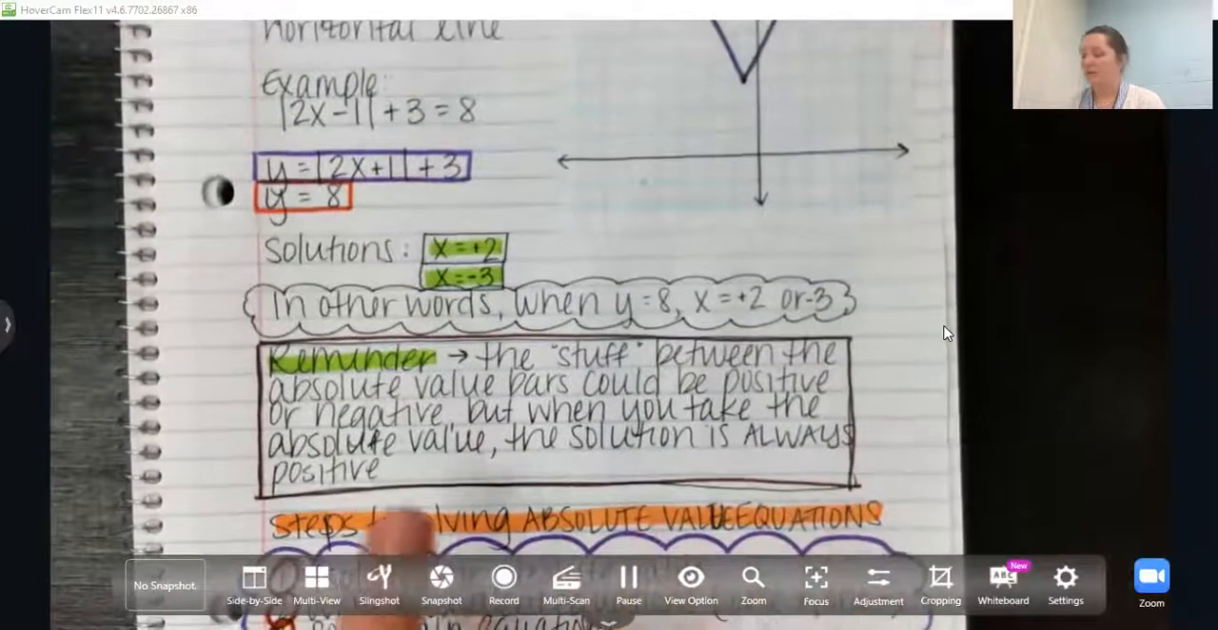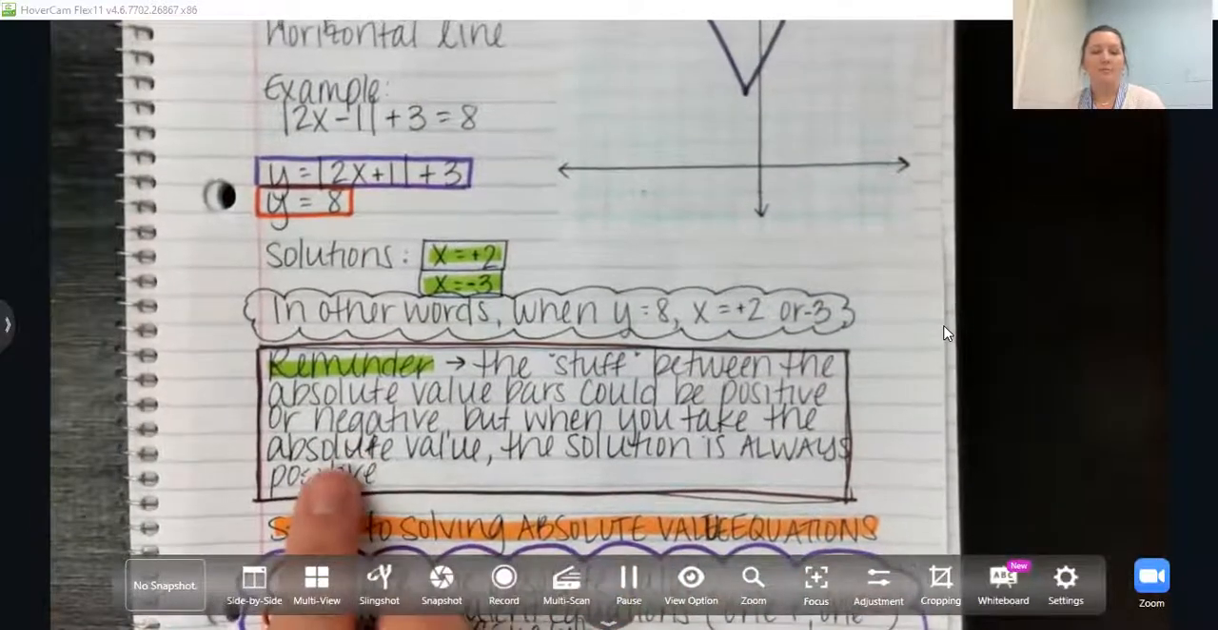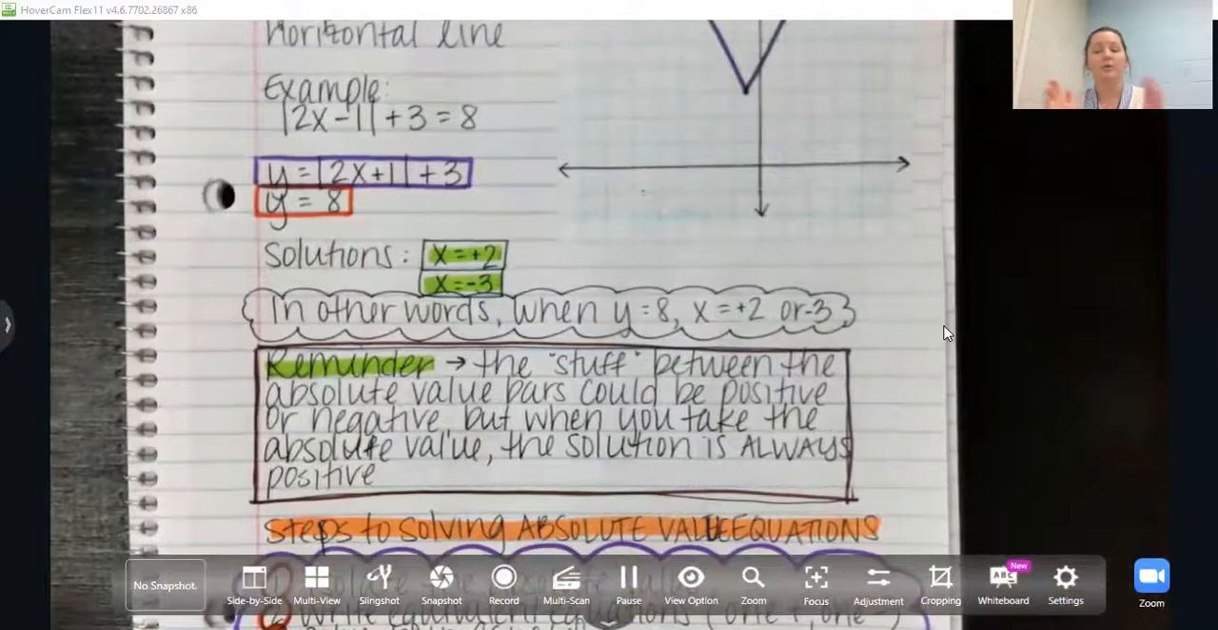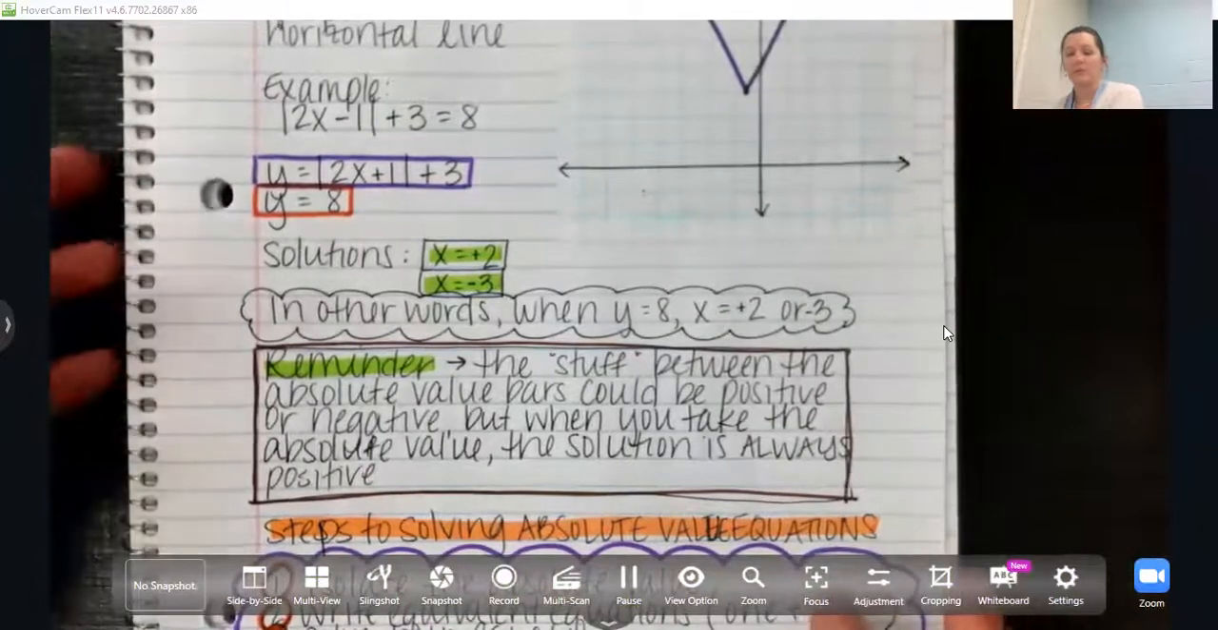All right, so just a quick reminder about absolute value. The stuff between the absolute value bars could be positive or negative, but when you take the absolute value, the solution is always positive. For example, the absolute value of 4 is 4. The absolute value of -4 is +4, right? So it's always positive, and it's calculating the distance, right? You're finding the distance from 0 is what absolute value is.